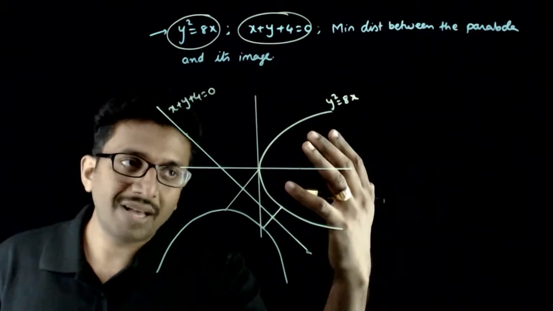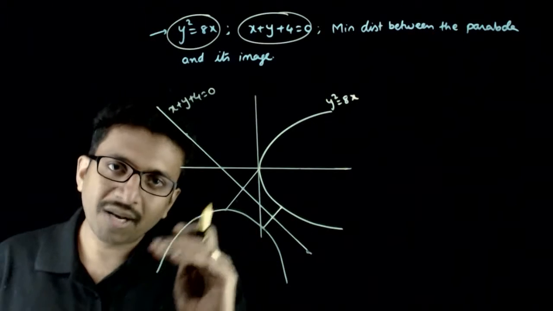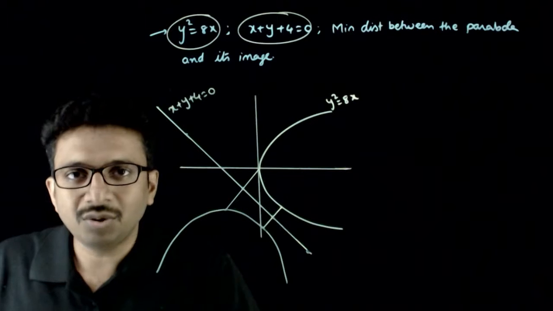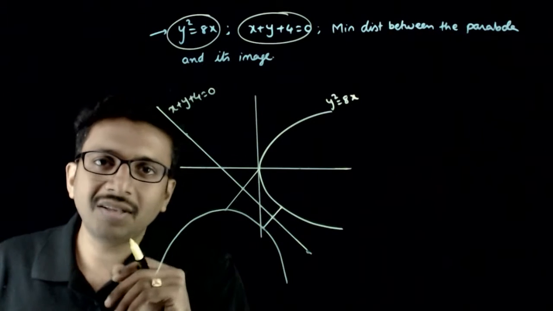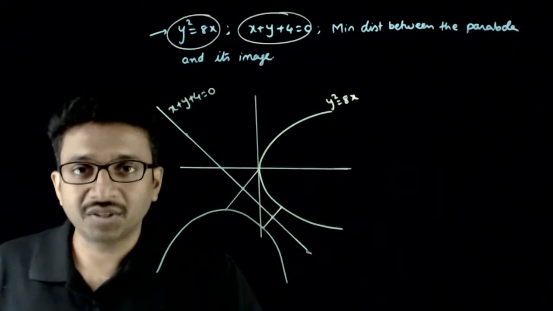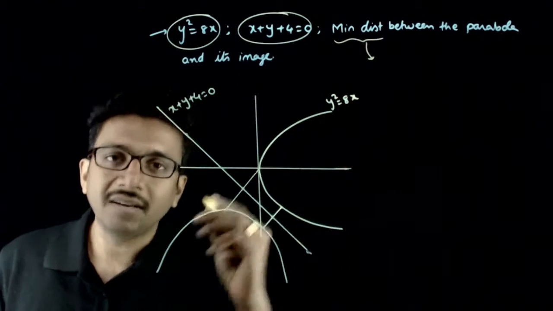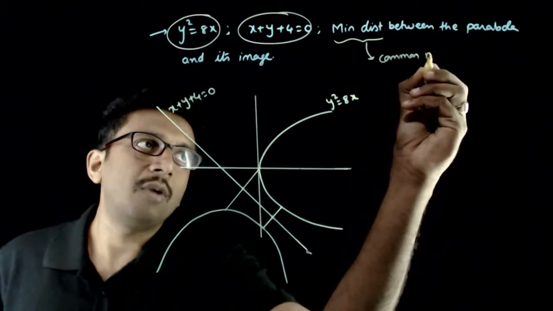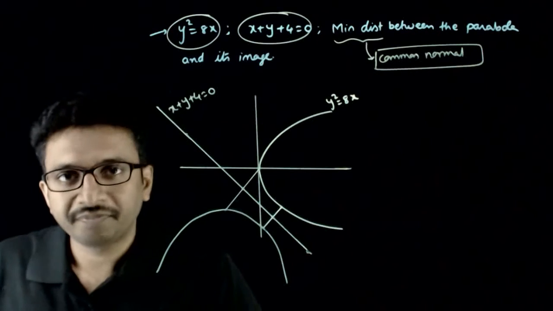So if you have y square is equal to 8x and if you mirror image this, you get another parabola like this. So what is the minimum distance between these two parabolas? You have two curves. So what is the theory corresponding to the minimum distance questions? Minimum distance between two curves always occurs in the direction of common normal.